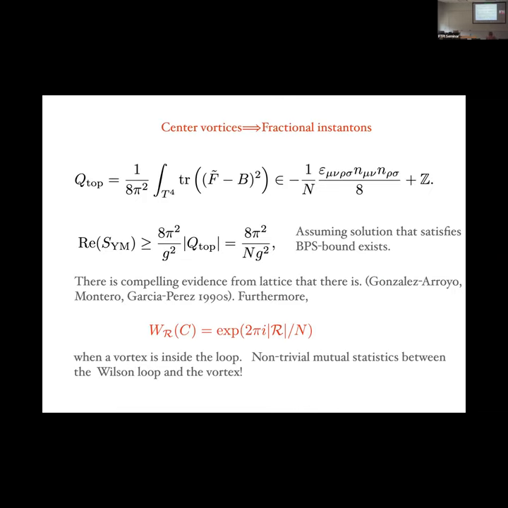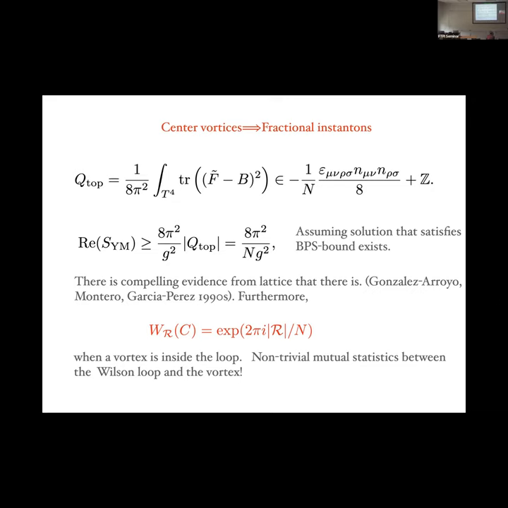But let me go to the system at finite N, to the discussion of topology. As I said, if you turn on a 't Hooft flux, I turn on n34, but for convenience, you can also turn on something like n12. You can immediately show that topological charge is fractionally quantized, assuming solutions which satisfy the Bogomolny equation exist, and in this case, this turns out to be a non-trivial statement. I will tell you why.